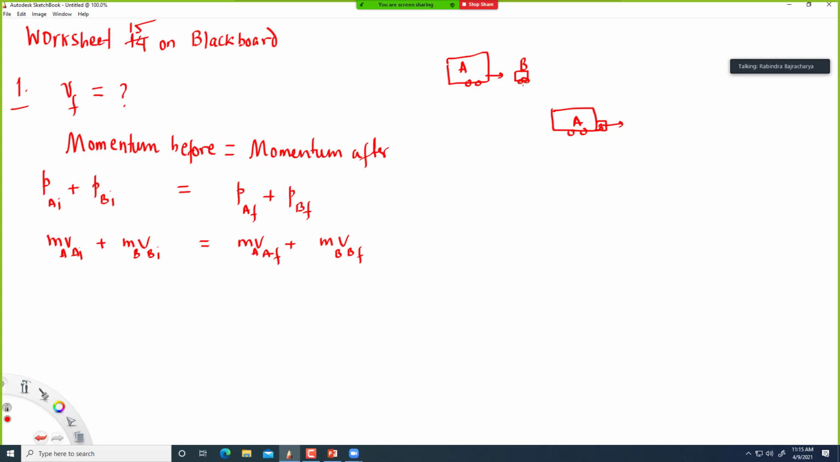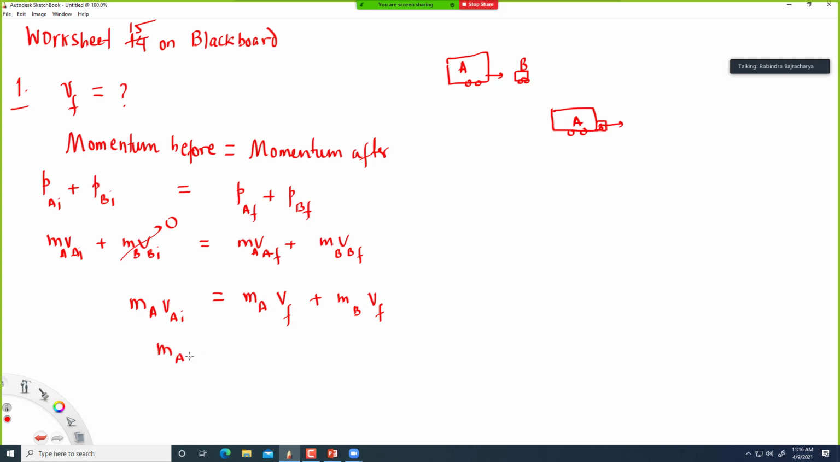Initially the car is at rest, so the velocity of B is 0, and then after they collide there will be a single mass. That means the velocity would be the same for both. You can just write this as Vf because it's common. You don't need to say Va or Vb, just call it Vf. So we want to find Vf.